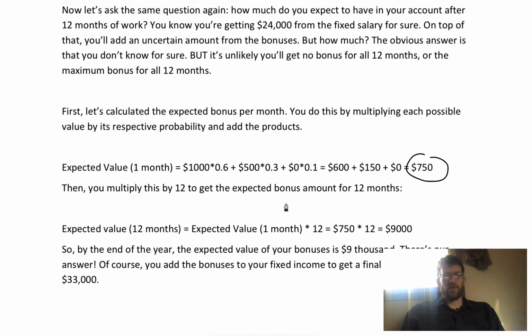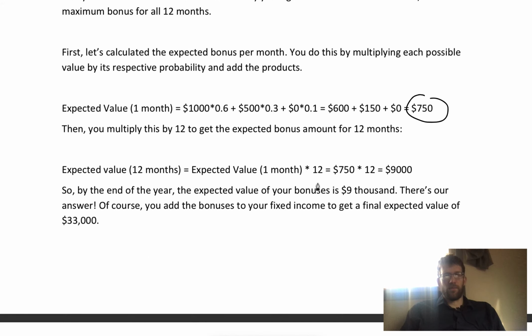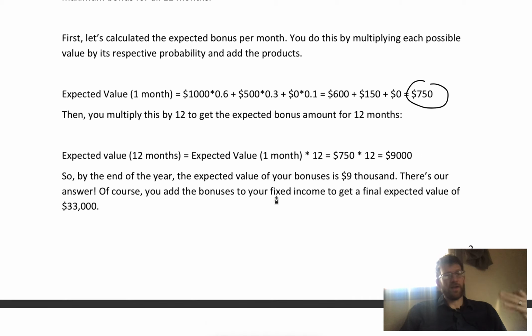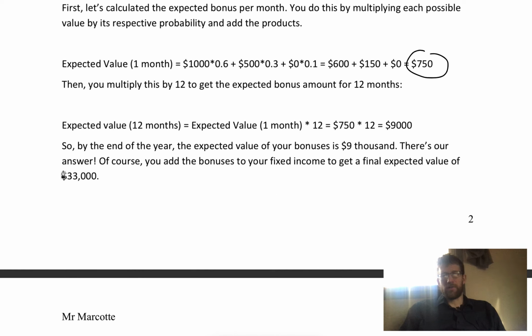So that means each month, $750 times 12 is $9,000. You'd expect by the end of the year to have $9,000 additional money in your bank. So your grand total should be about $33,000.